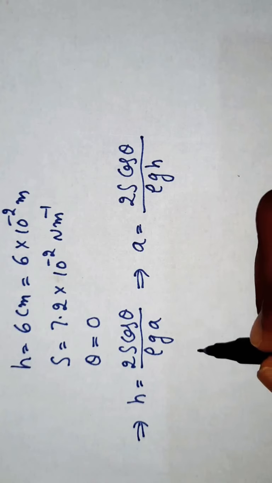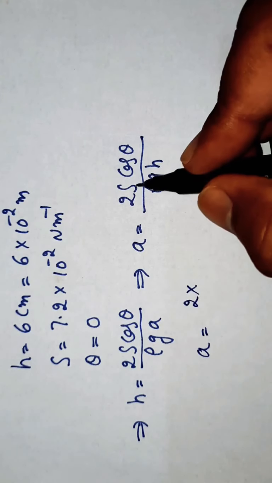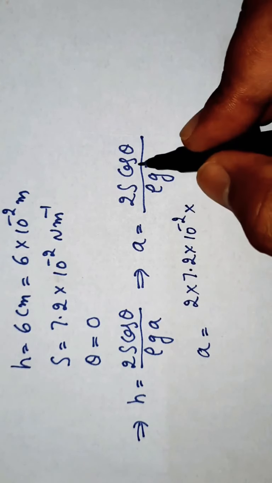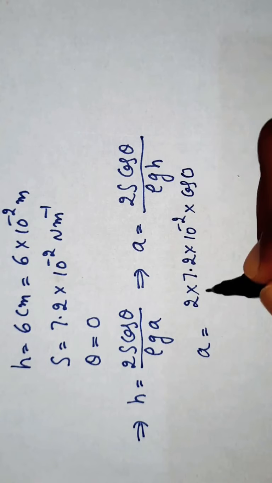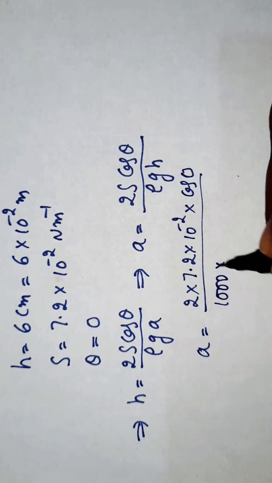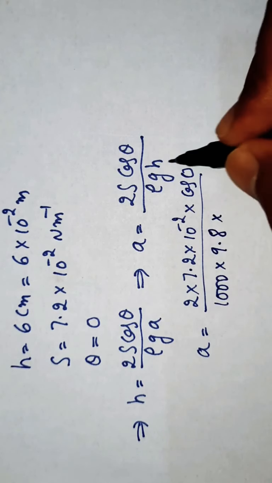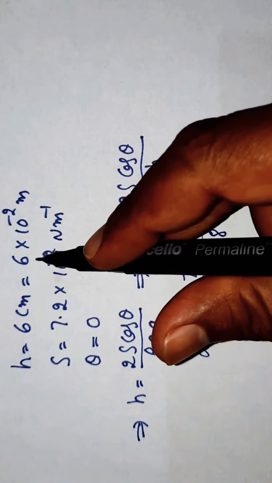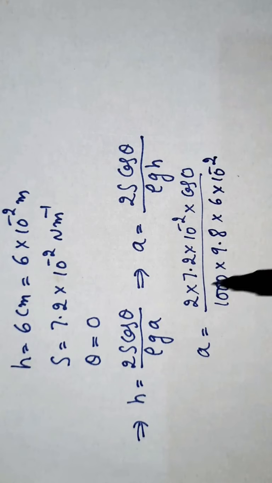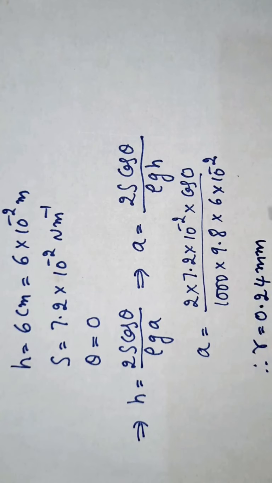So from this we can write a is equal to 2 into, here s is given, that is 7.2 into 10 to the power minus 2, here cos 0 is 1, by, we know the density of water is 1000 into g is equal to 9.8, here h is equal to 6 into 10 to the power minus 2 meter. So if we simplify this, we can get the radius of the capillary tube r is equal to 0.24 millimeter.